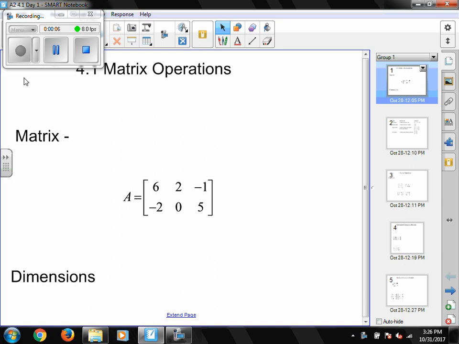All right, today we're going to start talking about Chapter 4. Section 4.1 is going to be matrix operations. So before we can talk about matrix operations, we should probably talk about what a matrix is.